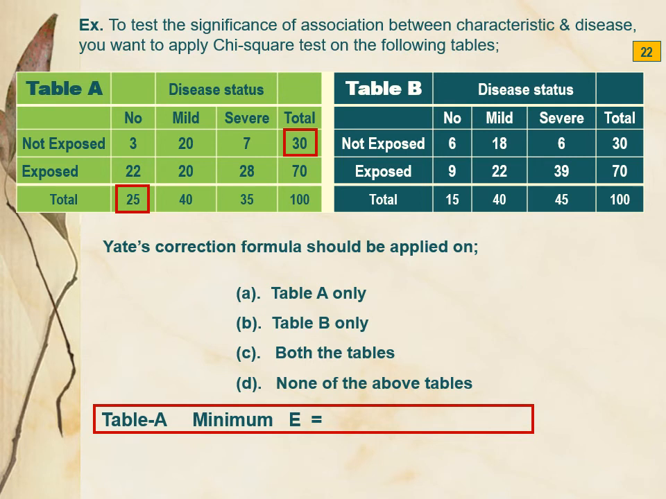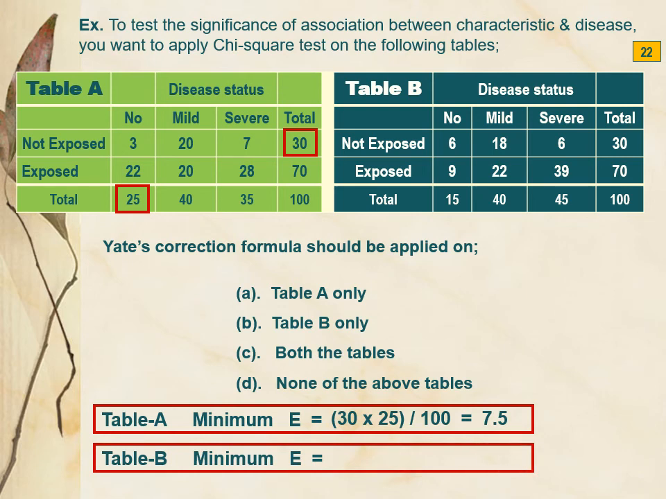And you get the corresponding expected frequency. 30 into 25 over 100 means 7.5. That is more than 5, and therefore on this table the Yates corrected formula is not required. See the second table.